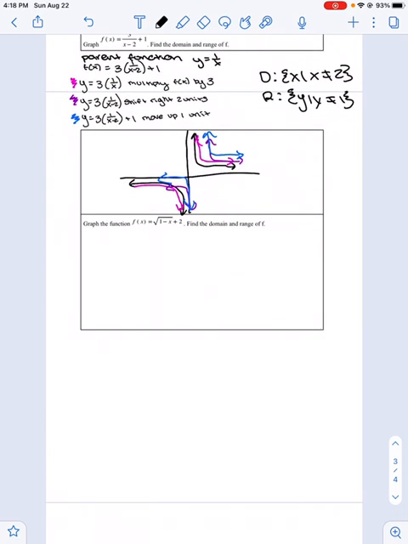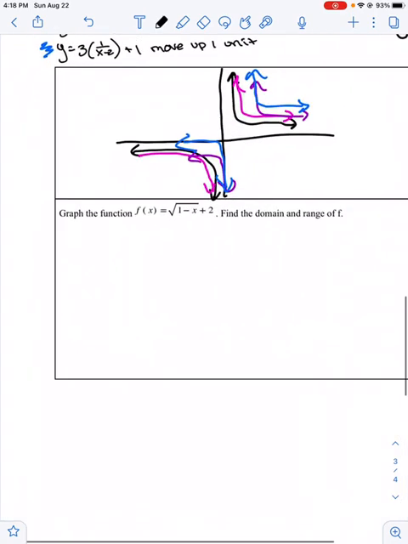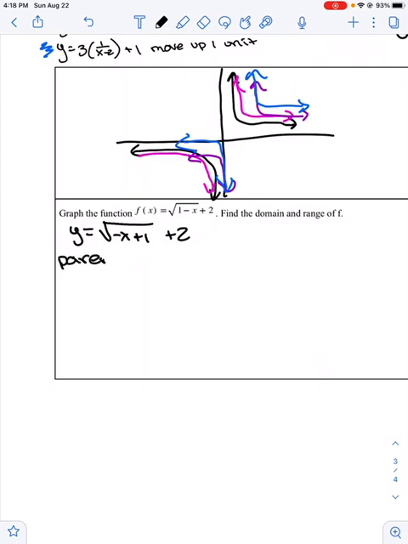And then our last question is graph the function, the square root of 1 minus x, plus 2. I'm going to rewrite it so it shows our reflections a little bit more. So y equals the square root of negative x plus 1, and then plus 2 on the outside. So our parent graph is y equals the square root of x. Then we have the first transformation of y equals the square root of negative x, and that reflects over the y-axis.